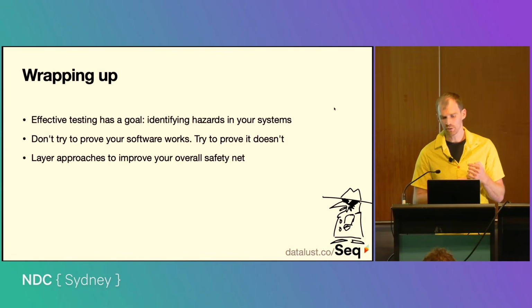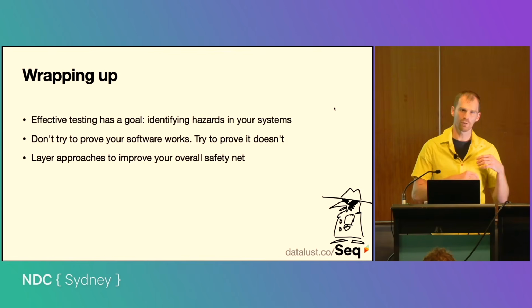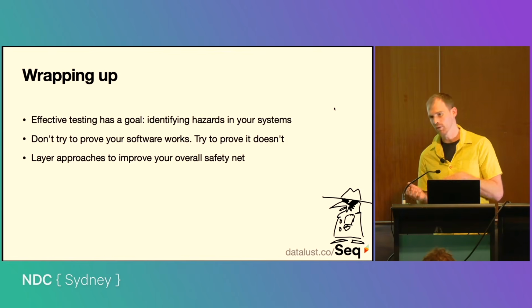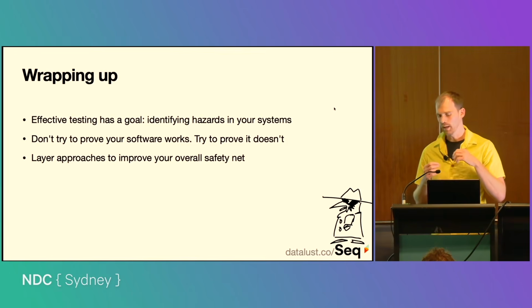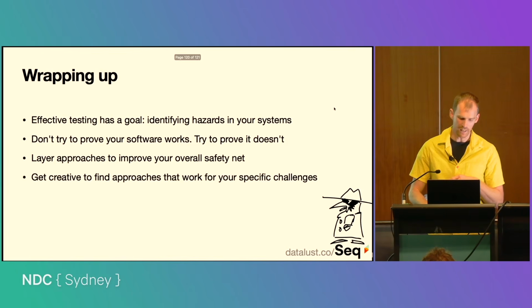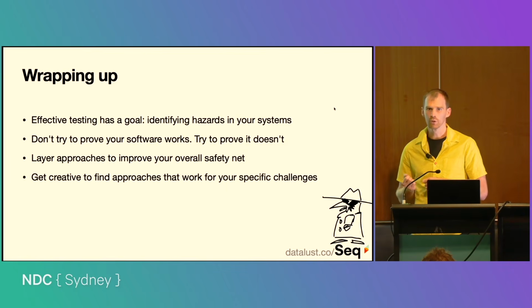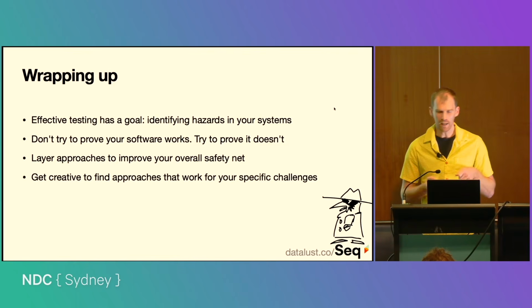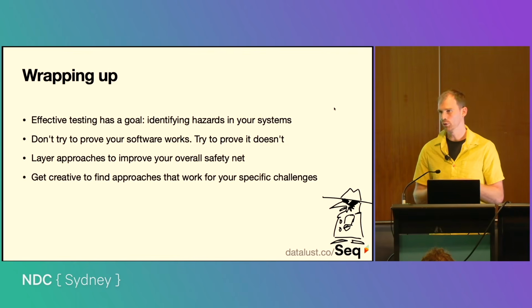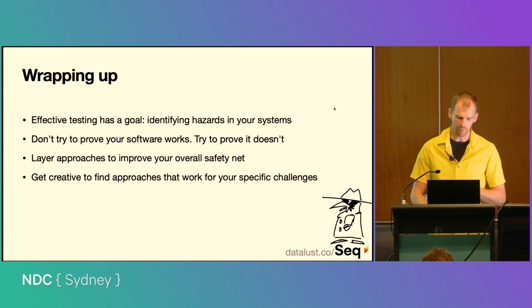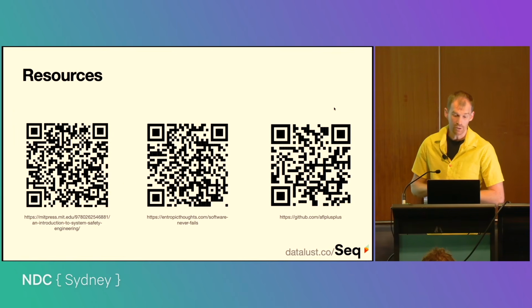Layer your approaches so that you can improve your overall safety nets. So lots of unit tests, lots of integration tests, fuzz tests, simulations, testing in the field. All of those things come together to help. And try and get creative. Don't just stick to what you may have seen before. Try and think specifically about your scenarios and your needs and what you can do to improve your overall software quality. And so I've got a couple of resources there just to finish up.